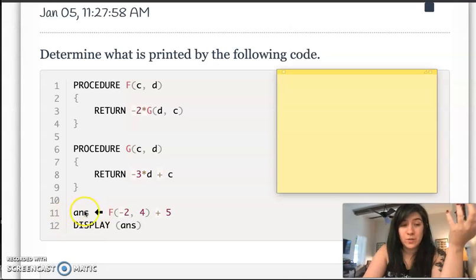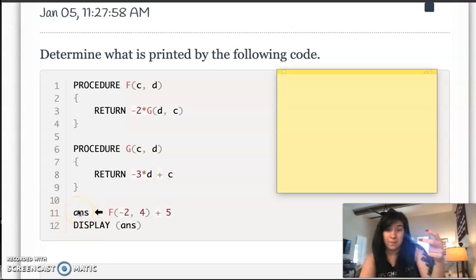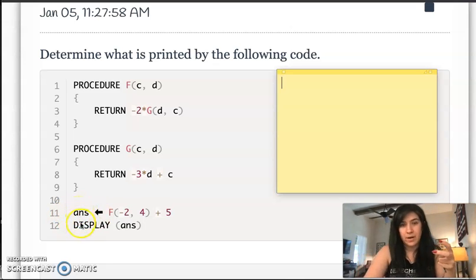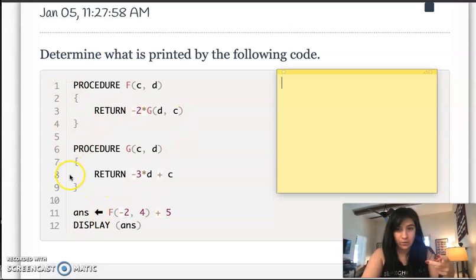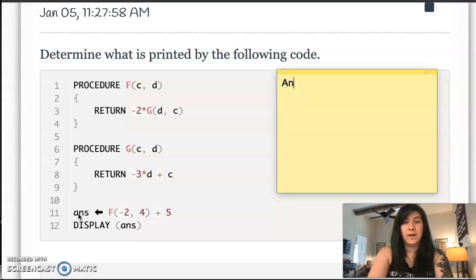The only two lines of this program that are actually actively running, since the rest is just referencing lines 1 through 9, is line 11, which makes a variable called answer. I'm going to put that on my screen right now. It's saying that answer is equal to f of -2 and 4, plus 5. And that's what we're going to work on breaking down right now.